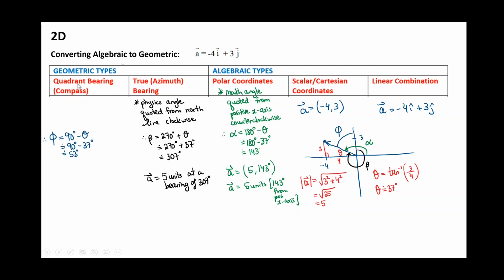And compass bearing, we have phi here. Phi here is going to be just how far it is away from the north line. And so we have 90 degrees minus theta gives us the phi, so that's 53. And so if you wanted to quote this in a geometric way, using this notation, you would say 5 units, 53 west of north, or you could have recorded it N, 53, and then a W. Same thing.